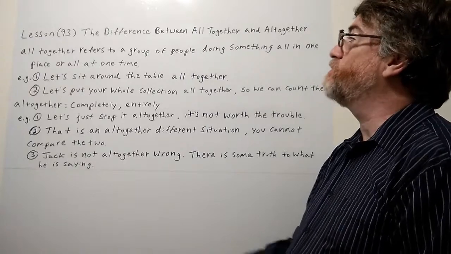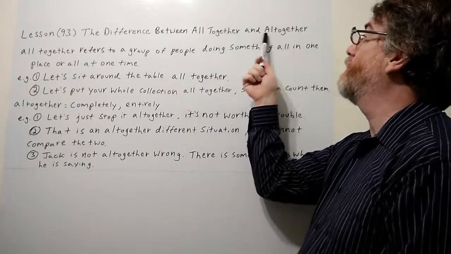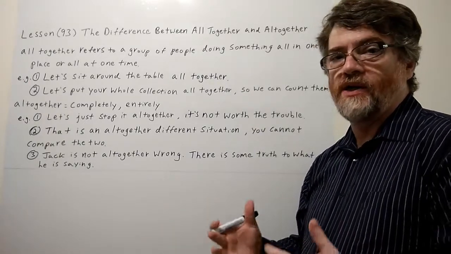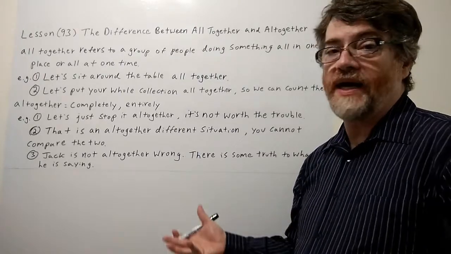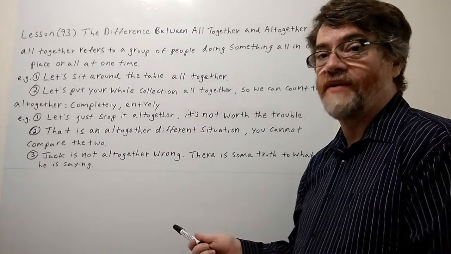Today we're going to look at the difference between altogether as two words and altogether as one word. Actually, they are completely different terms, and they're not connected at all. The meanings are different, although the pronunciation is almost exactly the same. We say altogether and altogether.